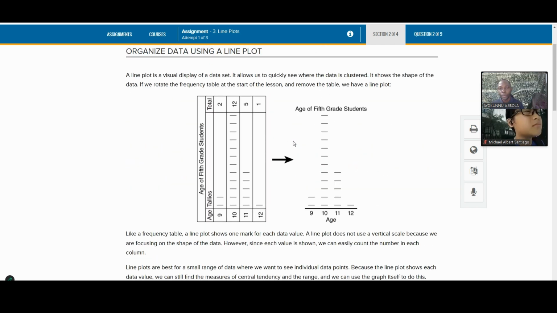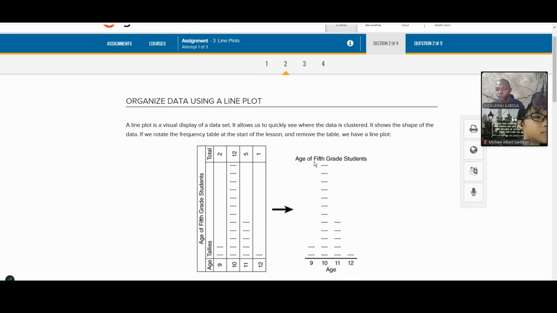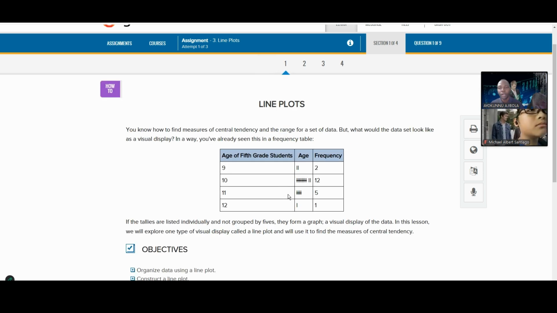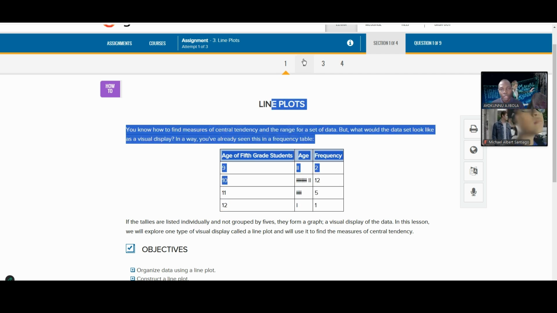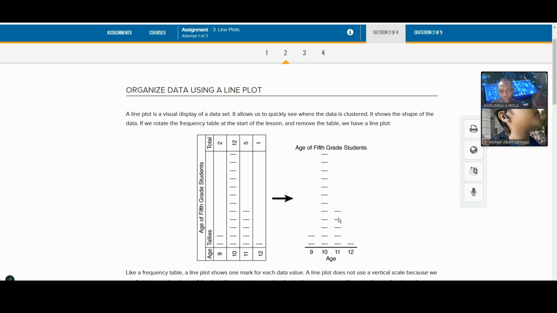So let me try to explain so that when you watch this, you will be able to follow from the explanation. Now, we said a line plot is a visual display of a dataset. It allows us to quickly see where the data is clustered and it shows the shape of the data. So if we rotate the frequency table we had on the first page, bend it to the left, then we have something like this. And if we remove the borders, then we have the lines there as the line plot.